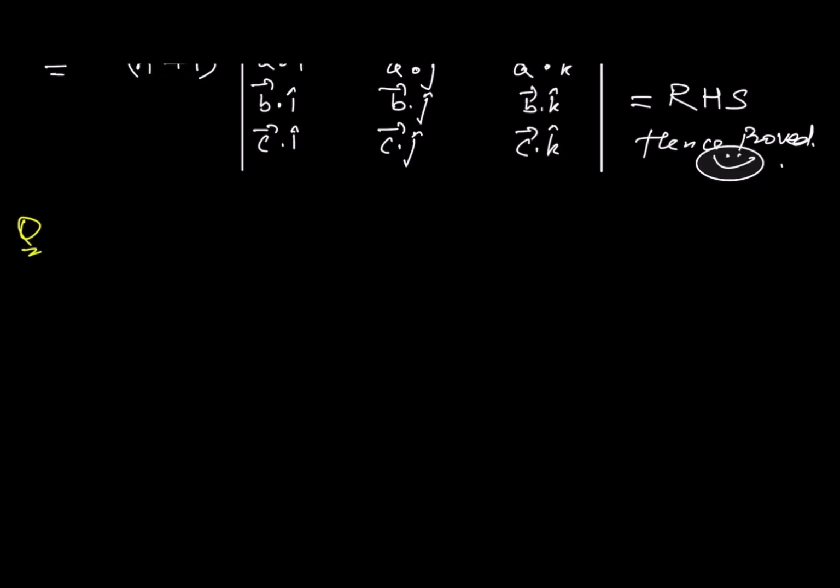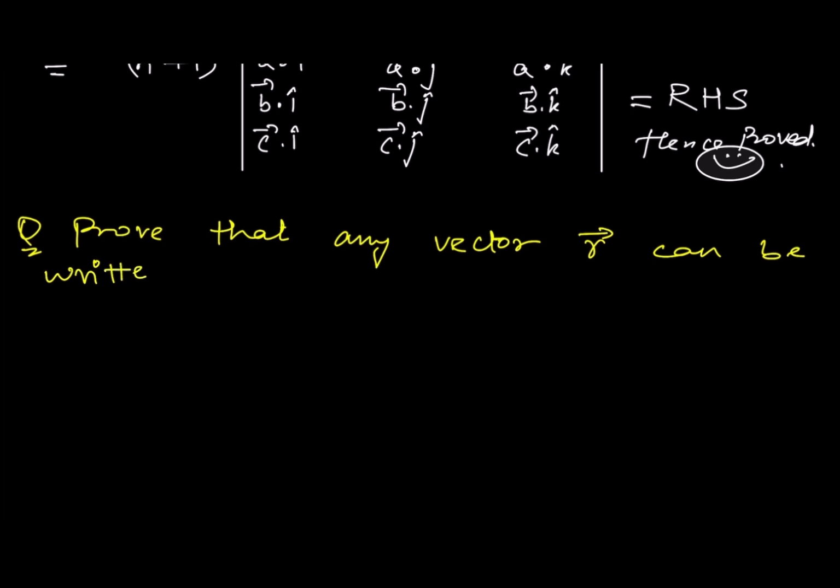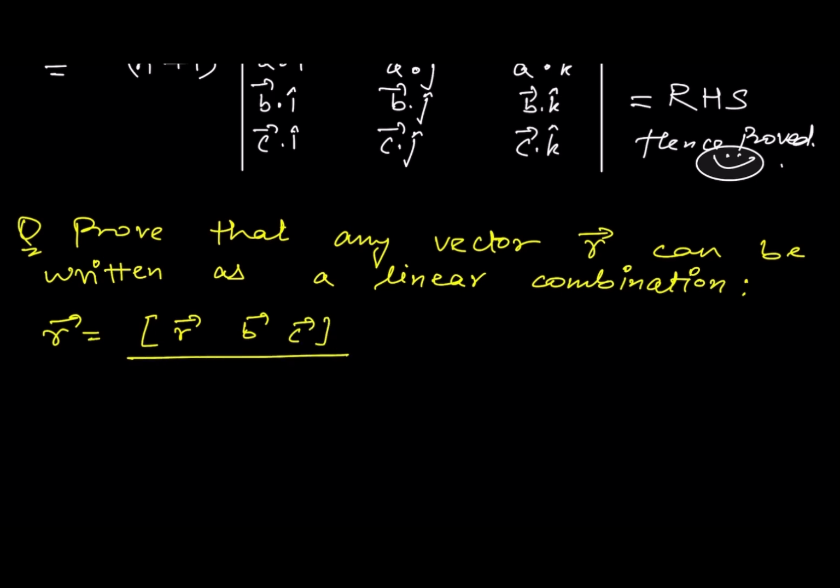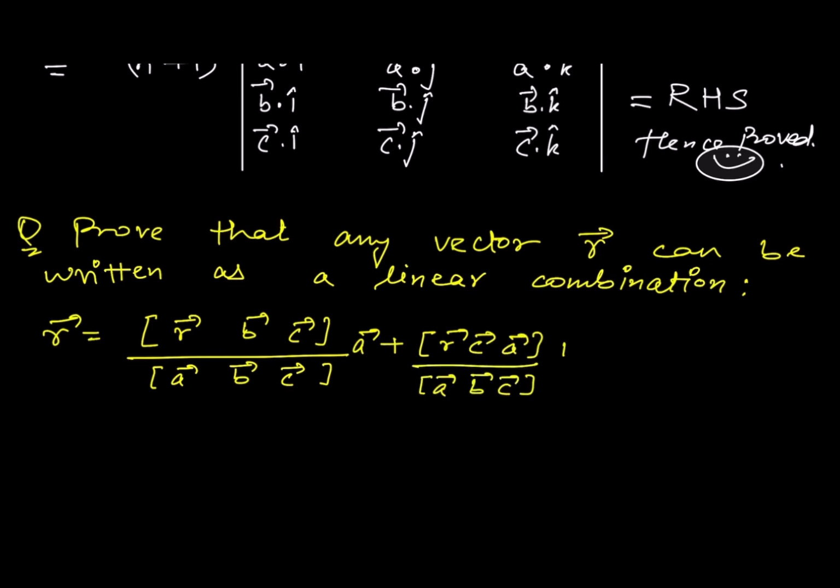Question is, prove that any vector R can be written as a linear combination: R vector is equal to box RBC by box ABC times A vector plus box RCA upon box ABC times B vector plus box RAB on box ABC times C vector. Okay, now this we have to prove.